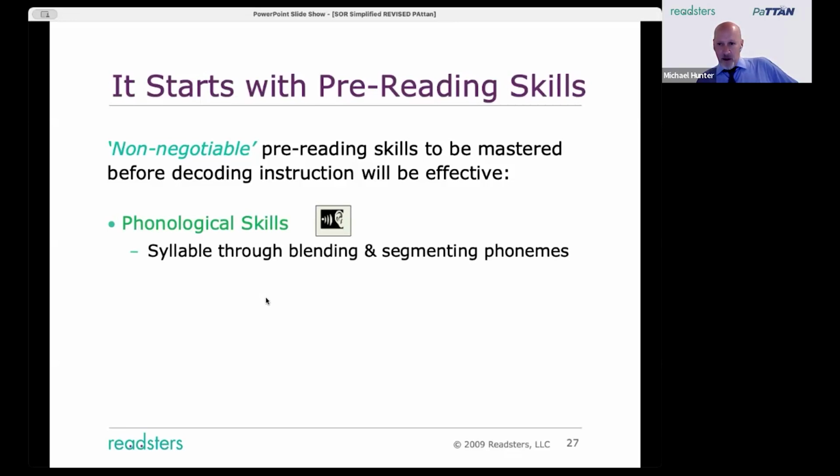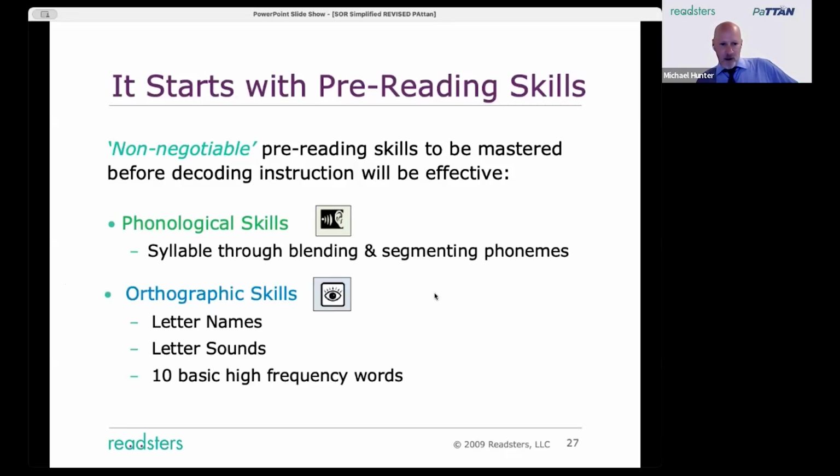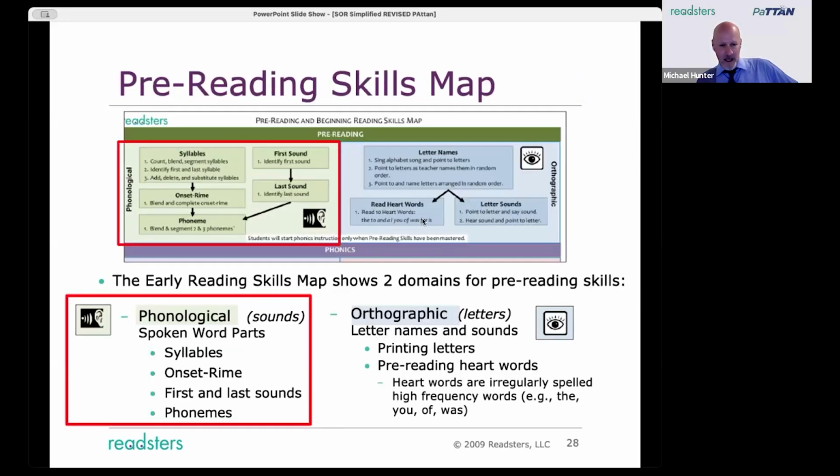So the non-negotiable skills fall into two domains, as I said. I'm not going to elaborate these for you. I trust that you guys have been exposed to these. If you have questions, please bring them up, or my email's on the cover slide, and you can reach me. But phonological skills, which is, again, the awareness of the speech sounds. The orthographic skills, which is the visual component, which is simply letter names, letter sounds. And in our map will involve only 10 basic high frequency words, not 72. You only need 10 pre-reading skills to start phonics, 10 high frequency words. And I'll talk about that real quickly in a minute.